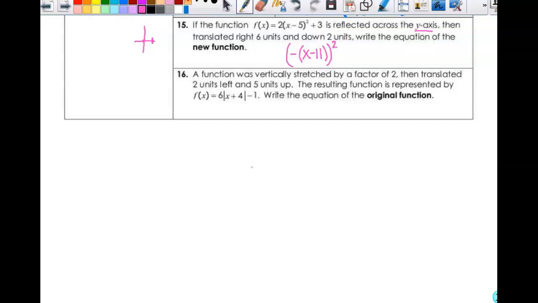And then I want it to go down 2 units. Well, I'm up at 3. I go down 2. Where do I end up? At 1. And then this 2 out here, nothing changed with that. So that's it.